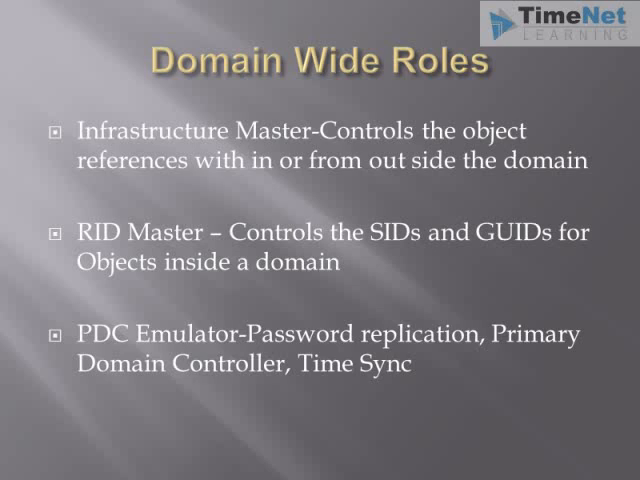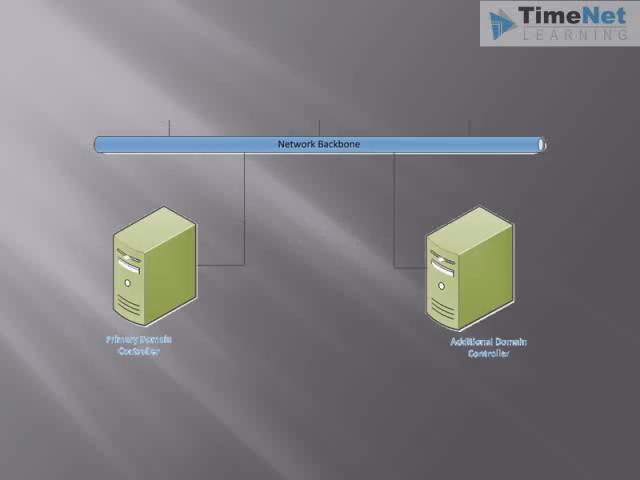This is a typical network where we have 2 domain controllers installed, a primary domain controller and an additional domain controller. By default, this primary domain controller will be holding all these FSMO roles. We can move these FSMO roles from one domain controller to another for several purposes. Maybe we think that we can distribute these FSMO roles to 2 or 3 domain controllers in the forest to have a load balancing effect.